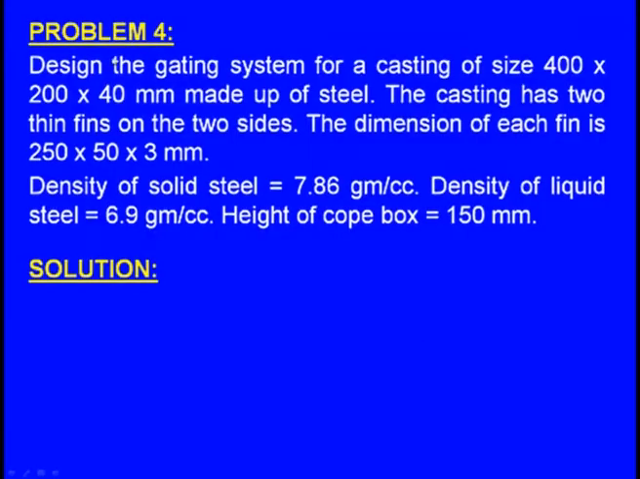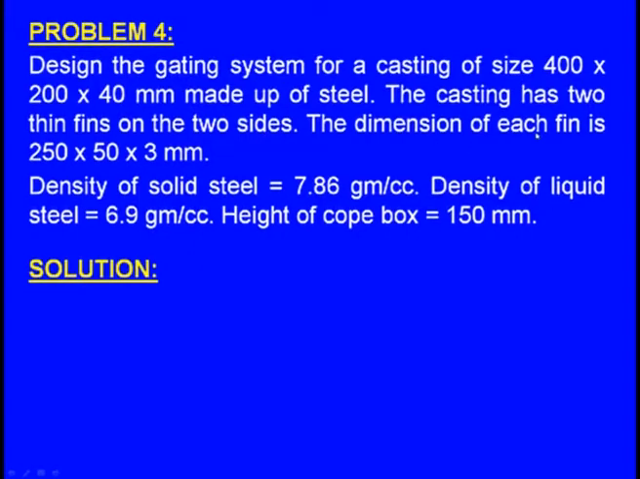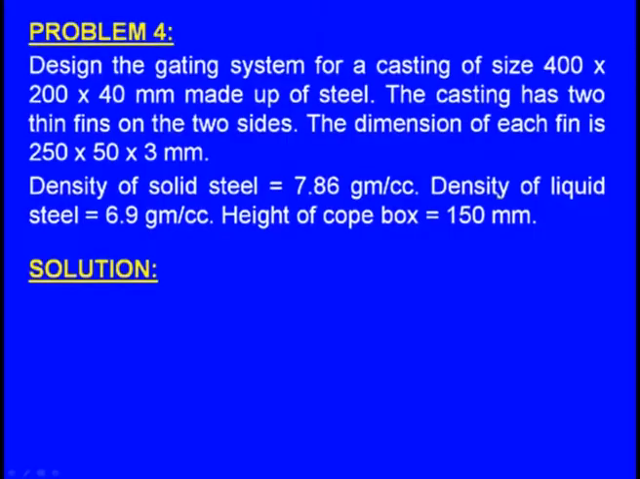Now, let us take another problem. Design the gating system for a casting of size 400 into 200 into 40 millimeters made up of steel. The casting has two thin fins on the two sides. The dimension of each fin is 250 into 50 into 3 millimeters. Density of the solid steel is equal to 7.86 grams per cubic centimeter. Density of liquid steel is equal to 6.9 grams per cubic centimeter.